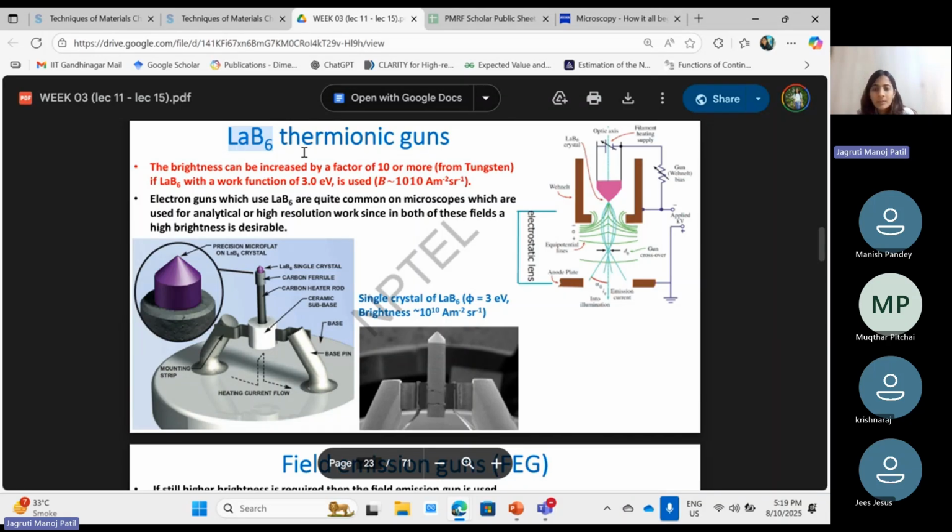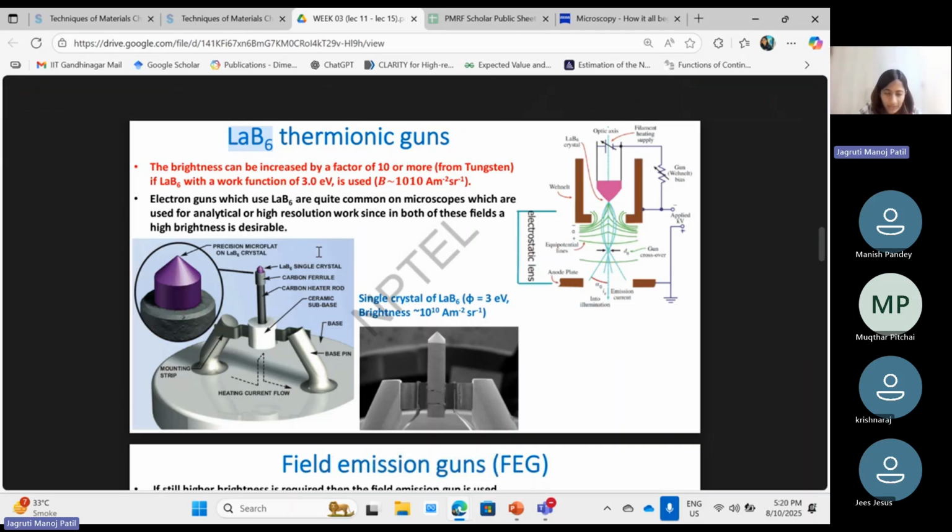get corroded over time, and the resolution that you get through these systems is also lesser with respect to your tungsten based systems. So that is why people have discontinued using this kind of crystals these days.